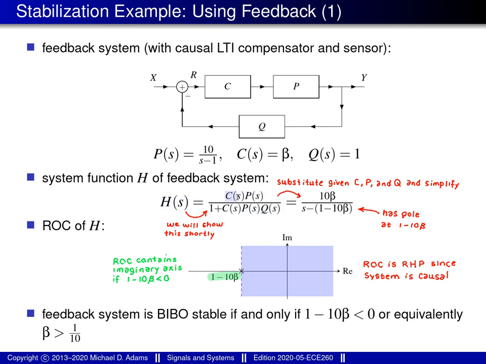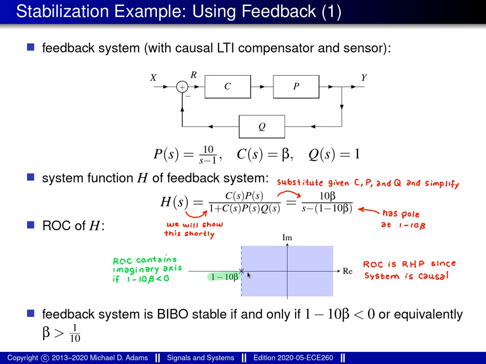If we substitute the functions c, p and q that were given into this formula, in other words substitute these functions here, this gives us this next expression here for h. In other words, h has a single pole at 1 minus 10 beta. This corresponds to the pole shown in the diagram here. Furthermore, because the system is causal, we know the region of convergence of the system function must be a right half plane. Therefore, it must be to the right of this pole, in other words, this blue shaded region here.